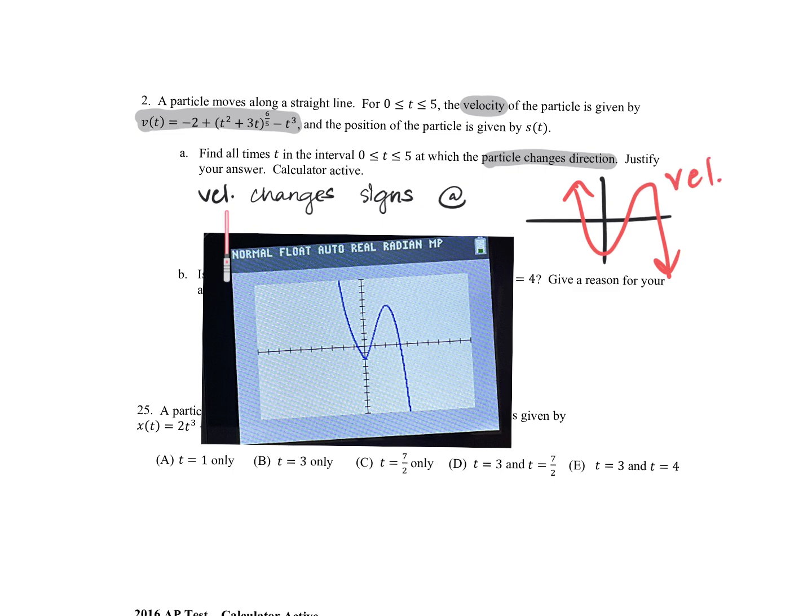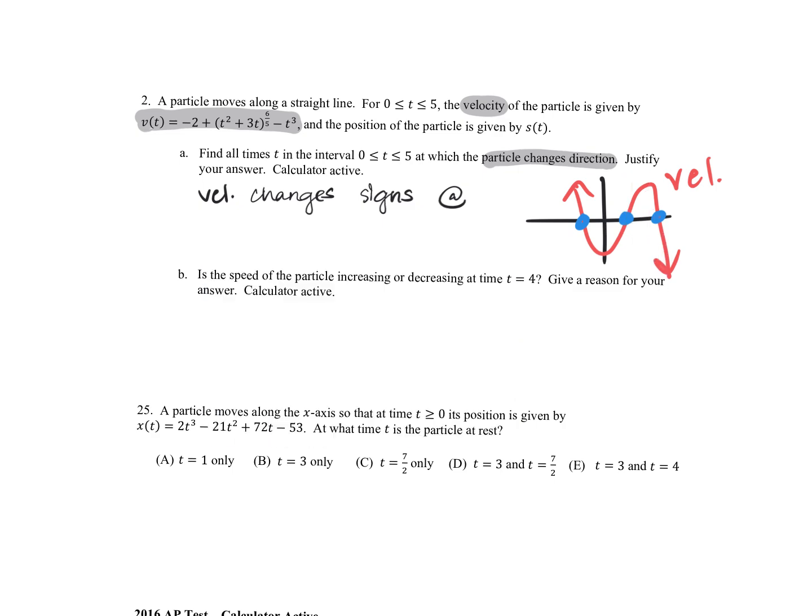We said a particle is going to change directions when the velocity changes signs. If this is a velocity graph, what are these values here? Positive. What are these values here? Negative. So it would change signs here in blue. Would it also change signs in the other blue spots? Yeah, because the velocity was positive, negative, positive, and then negative again. It's a good thing we didn't have to look at my terrible graph. But we ignored the first one because it says from 0 to 5. Great call, people.